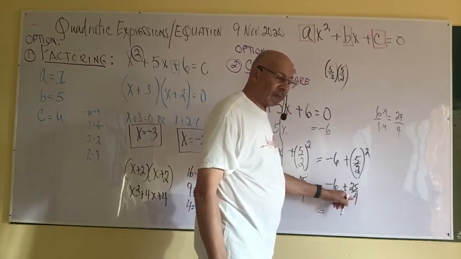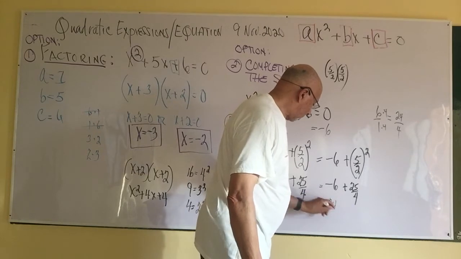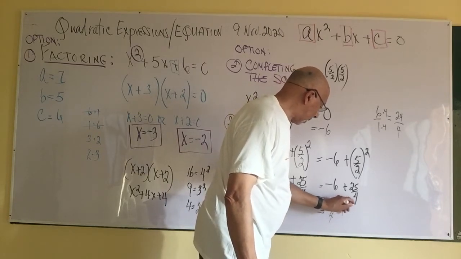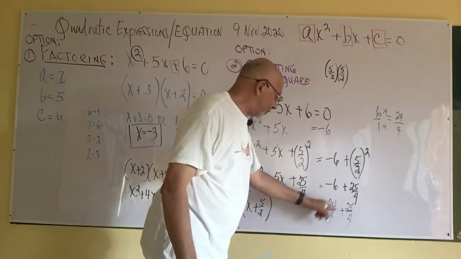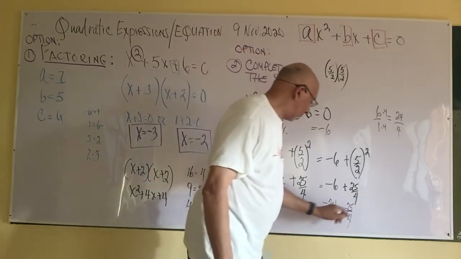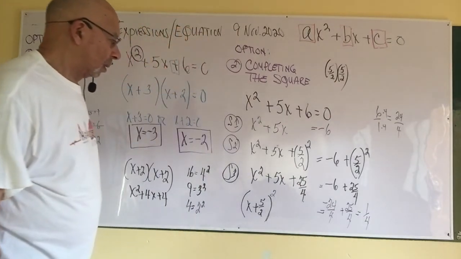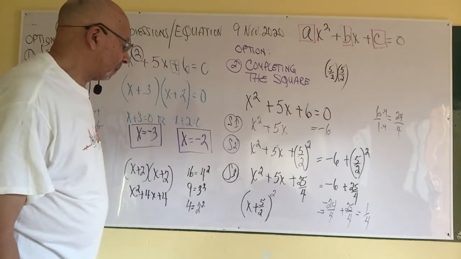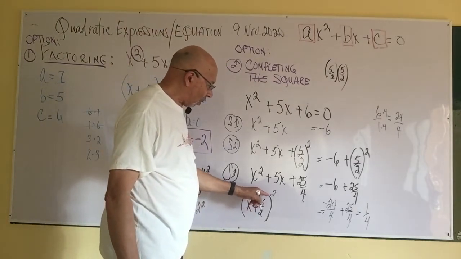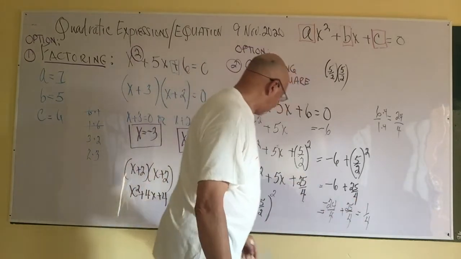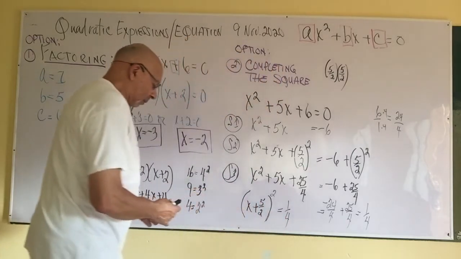So now I have two fractions with the same denominator. So this will be 24 over 4 plus 25 over 4. So what is 24 over 4 and 25 over 4? That's really 1 over 4. I'm sure you can follow that. So now I have this statement, x plus 5 over 2 squared equals 1/4. So I'm going to make this a little bit closer. So now, what would I do next?